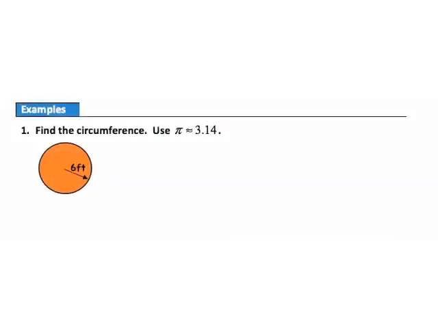Now let's take a look at an example that will help you understand how to calculate the circumference of a circle. Example 1. Find the circumference. Use pi approximately equal to 3.14. Well, you can see in our circle here that we're given the radius. This 6 feet starts in the center and goes to the edge. So we're given the radius of the circle. So we want to use the formula that involves the radius. And that formula is the circumference equals 2 times pi times the radius.